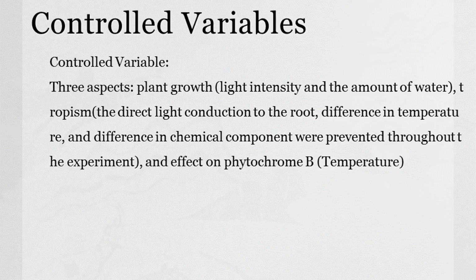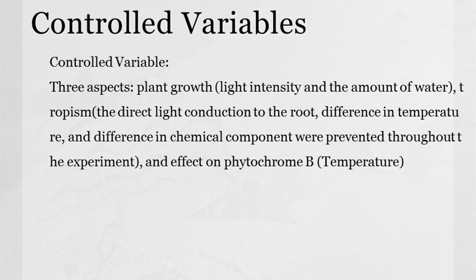The control variables were selected by three aspects: either they affect the plant growth or tropism, or the phytochrome B. Phytochrome B detects light, and it also exists in the root, in the inner tissues. In order to control the plant growth, the light intensity and the amount of water were controlled. Light intensity was controlled by using the same light bulb with the same wattage at the same distance. And water was controlled using an atomizer, three times.